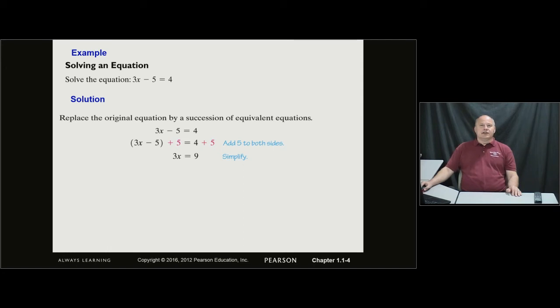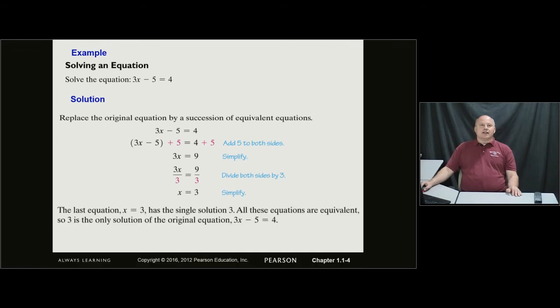So there's two successions here. I added 5 and then I eliminated them. So 3x equals 9. What we're going to do now is get the x by itself, divide both sides by 3, x equals 3, and we simplified that out. So the last equation, x equals 3, has a single solution, x of 3. All these equations are equivalent. So 3 is the only solution of the original equation, 3x minus 5 equals 4.